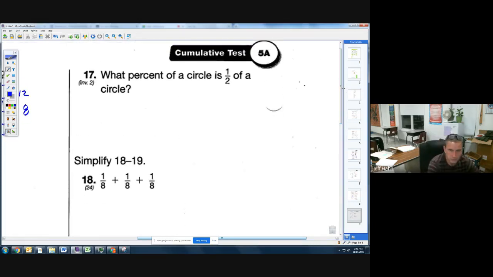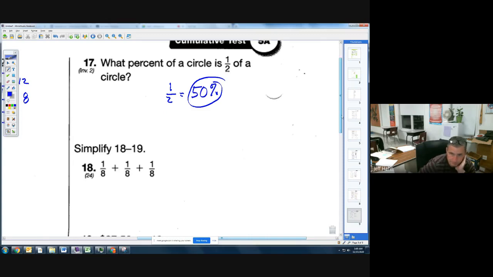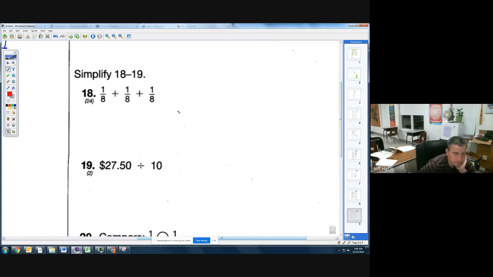Getting close. What percent is 1/2 of a circle? And really all you have to do is pull out your fraction circles. 1/2 on your fraction circle says it is 50%. I'm going to guess you probably knew that. You all are pretty smart.